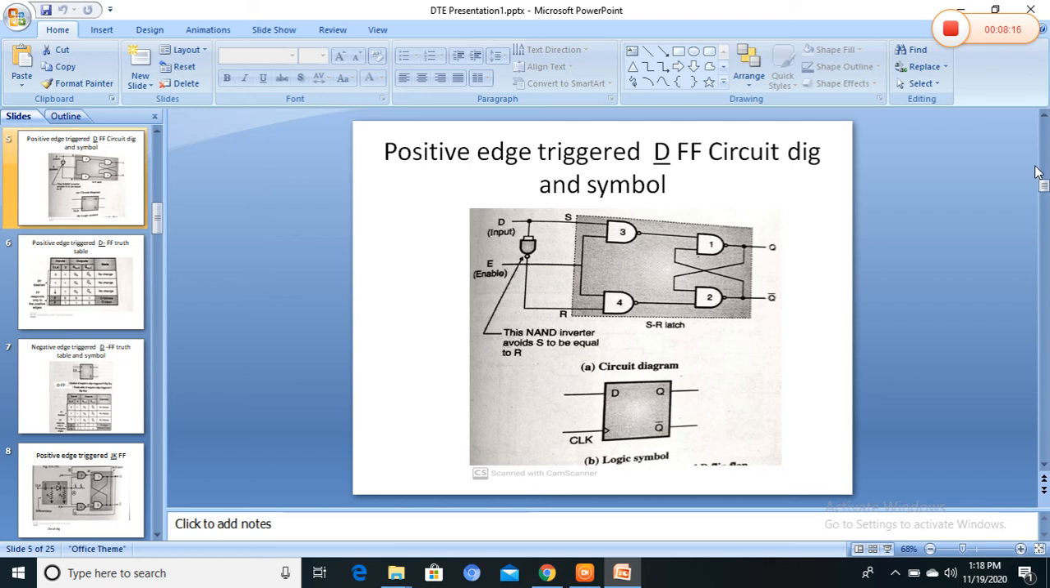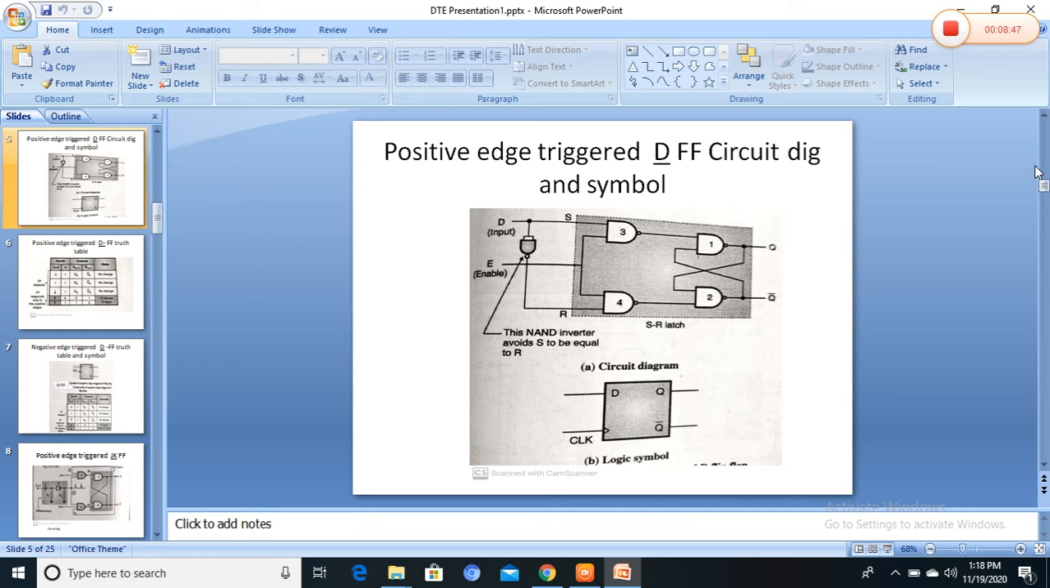When S is equal to 0, R is equal to 0; S is equal to 1, R is equal to 1. This input condition will never appear in the D flip-flop. This avoids the problem associated with the S = 0, R = 0 and S = 1, R = 1 conditions. In this D flip-flop, there are only two conditions: 0 1 and 1 0.